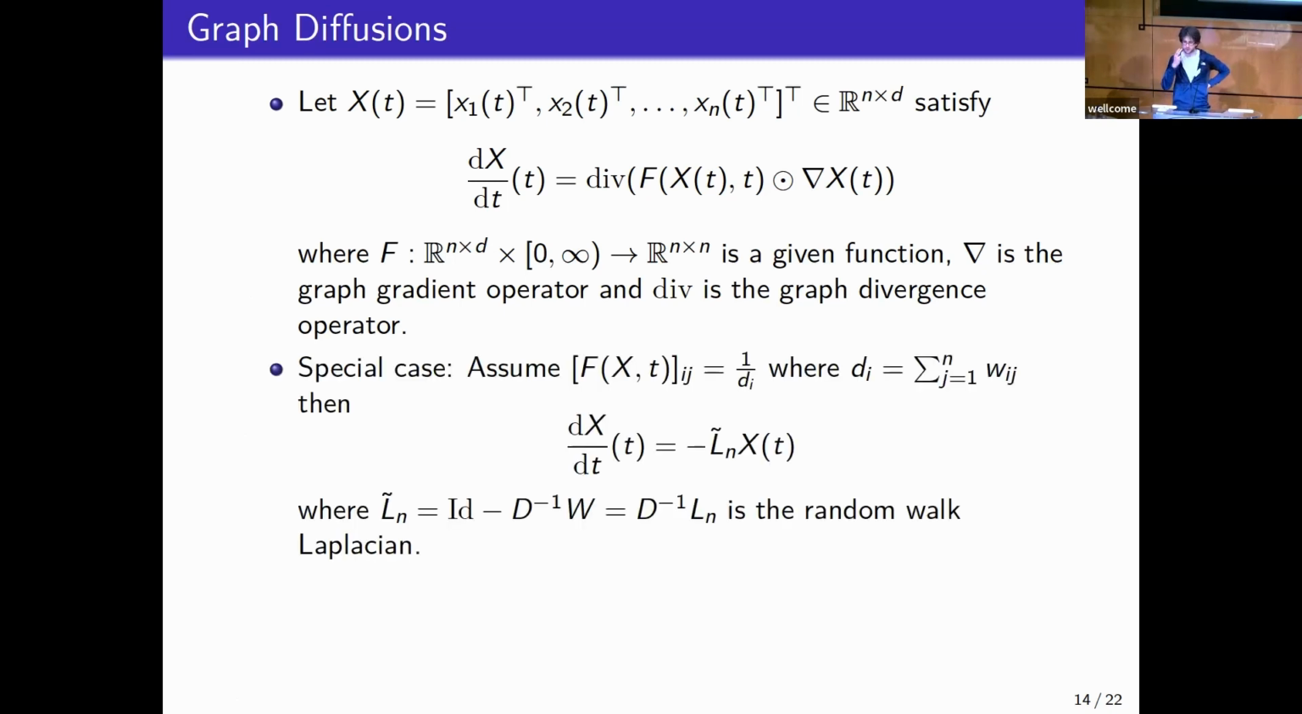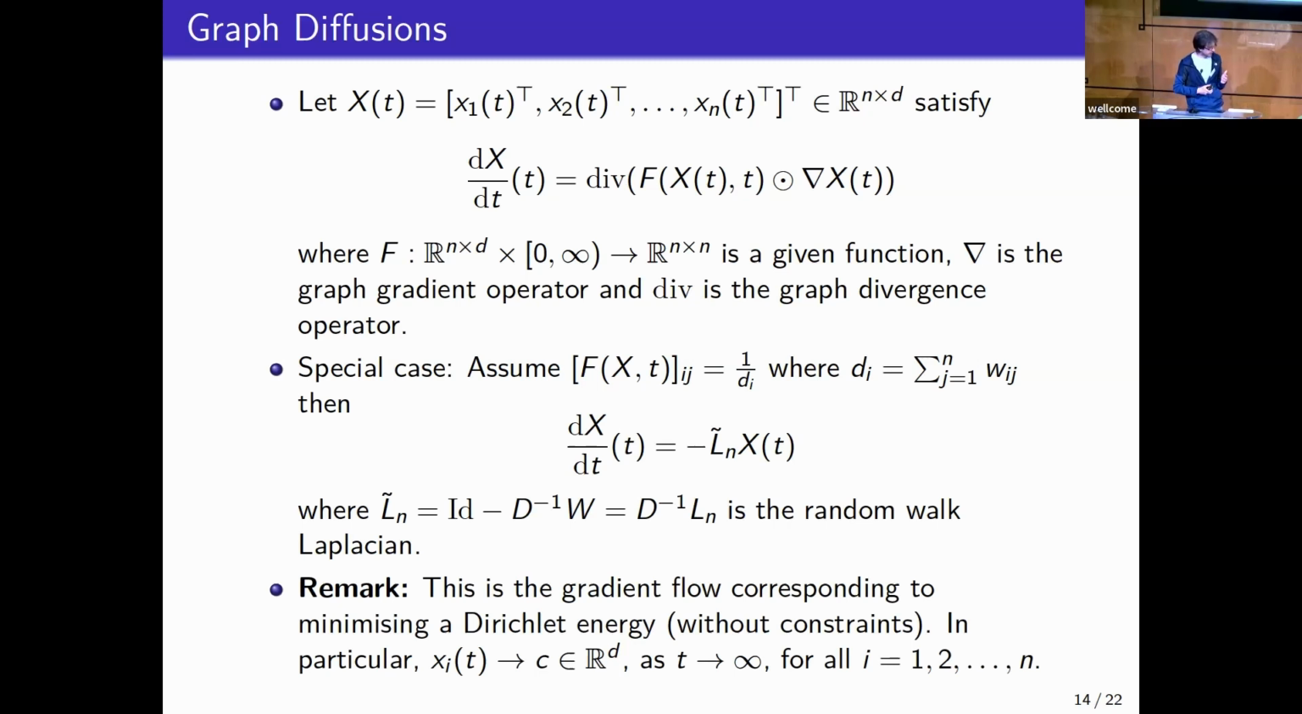A very special setting for this is if we assume that my function f is essentially 1 over the degree of my nodes. I didn't explain all the notation here: the w_ij's are my weights between all of my nodes, and d_i is essentially counting the number of edges from each point. If we do this, then dx/dt is equal to minus this Laplacian of x(t). This is essentially the heat equation. It's L-tilde, a particular type of graph Laplacian.